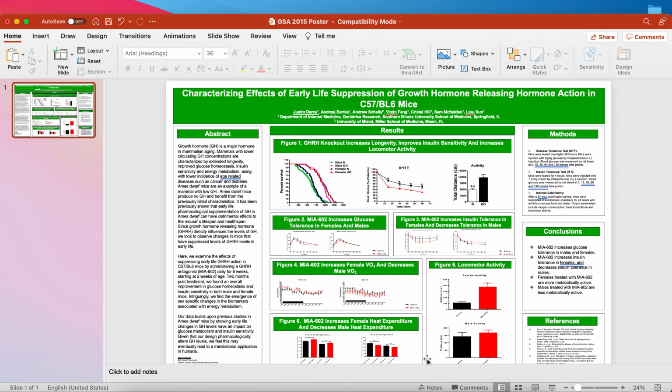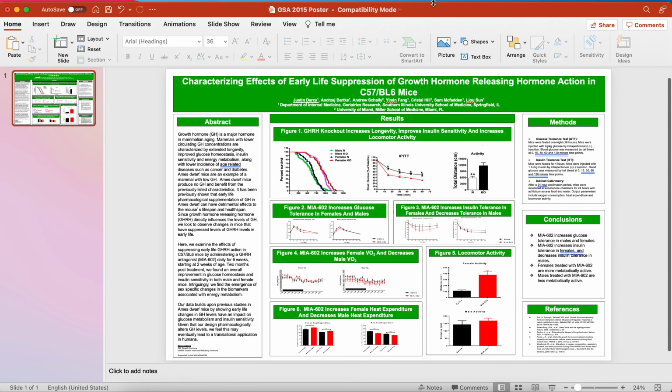Welcome back, everybody. So today we have a brief video talking about how to develop a poster to give at a conference. Now, let's just first start off with the software to actually make a poster.